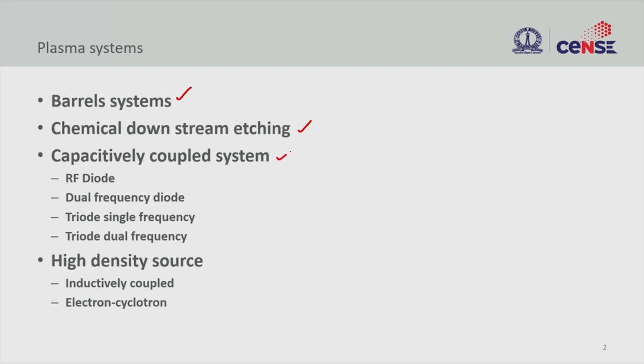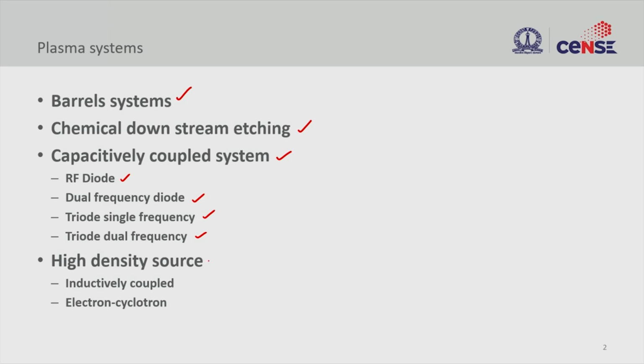And then the next type is the capacitively coupled system. So this is one of the popular configurations. You can either use RF diode, dual frequency, triode single frequency, or triode dual frequency. All these configurations have been introduced to test, and some of them are not used in industry, but nonetheless we would like to go through them to understand the nature of each configuration, so that you will have a better idea about how we control the plasma.